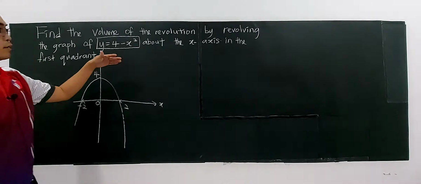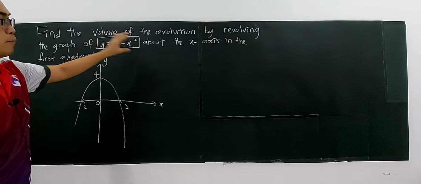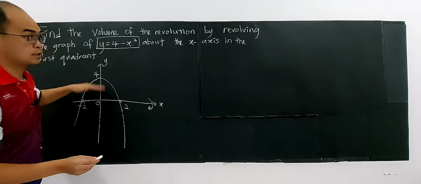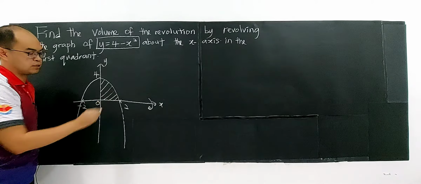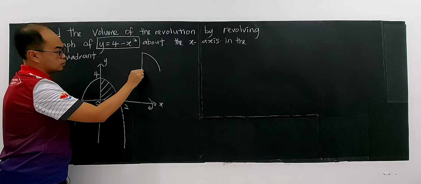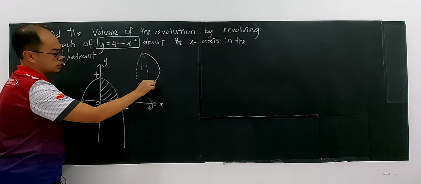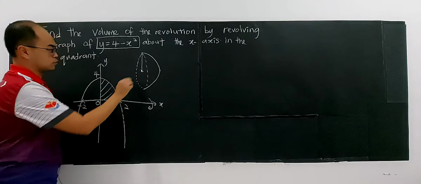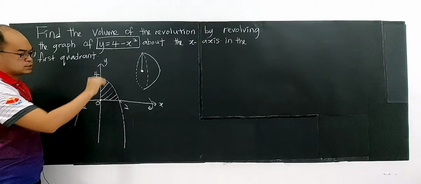But they have said the volume of revolution by revolving the graph about the x-axis. About the x-axis means they are rotating the region in the first quadrant, for this region particularly. If we rotate this region, we get a solid with these forms here. So this is the axis of rotation, this is the center here.